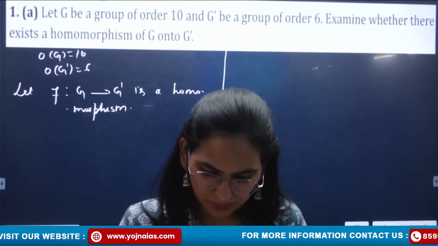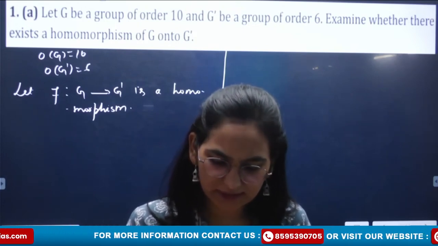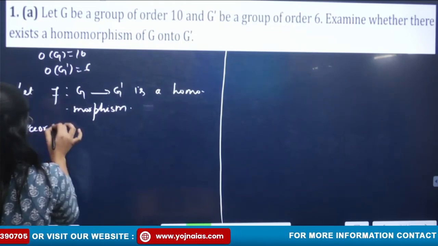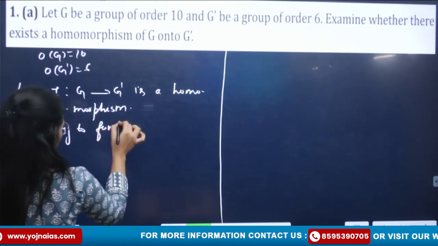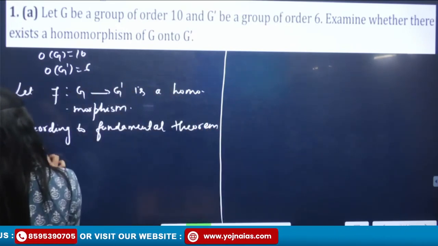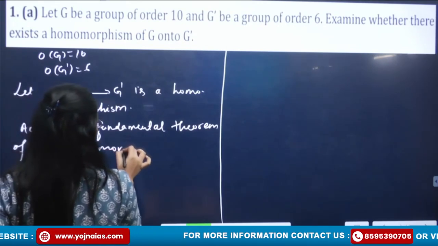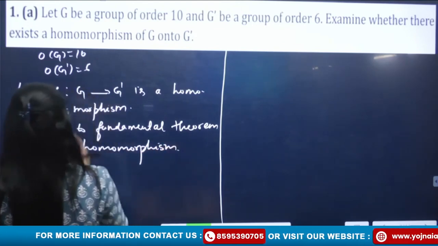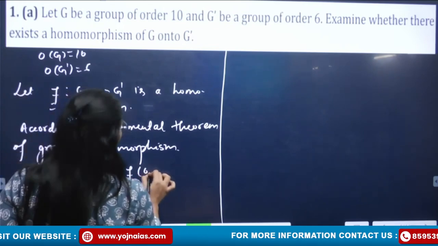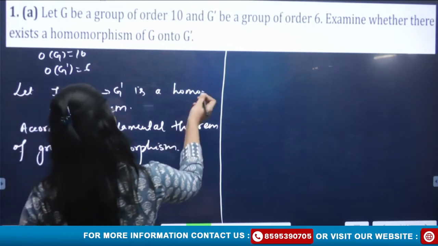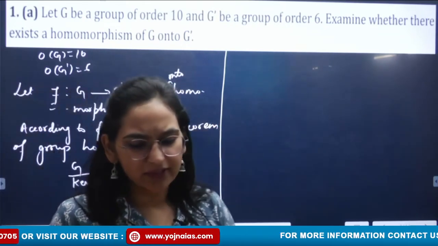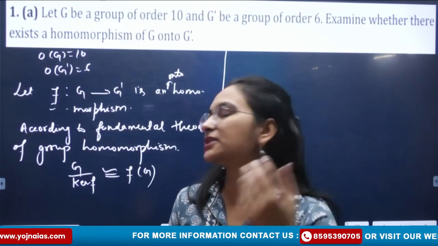I have solved this paper, and from there it would take less time. According to the fundamental theorem of group homomorphism, G by kernel of f would be isomorphic to f of G. And they are saying the homomorphism should be onto. If f is an onto homomorphism, we will assume this. And whenever we have an onto homomorphism, then f of G is nothing but the entire codomain, and this is equal to G dash.